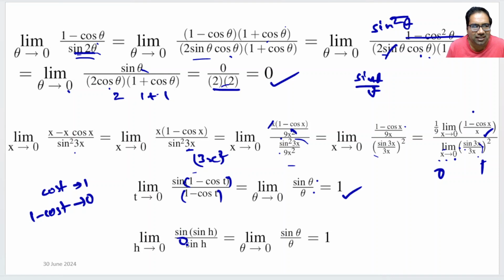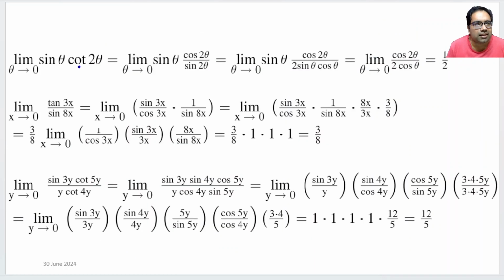Similarly, see here another good thing. Sin of sin h by sin h. Again, if h is tending to 0, obviously sin h will also tend to 0. So this is in the form of sin theta by theta. What is theta? Theta is sin h. So this limit is also equal to 1.